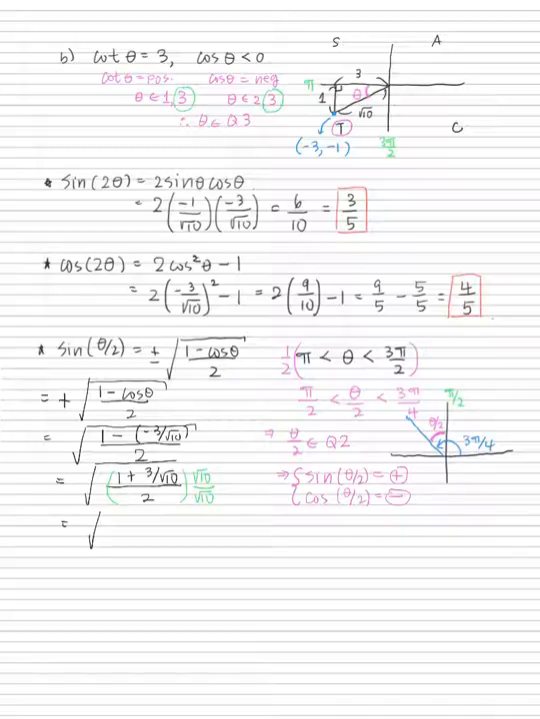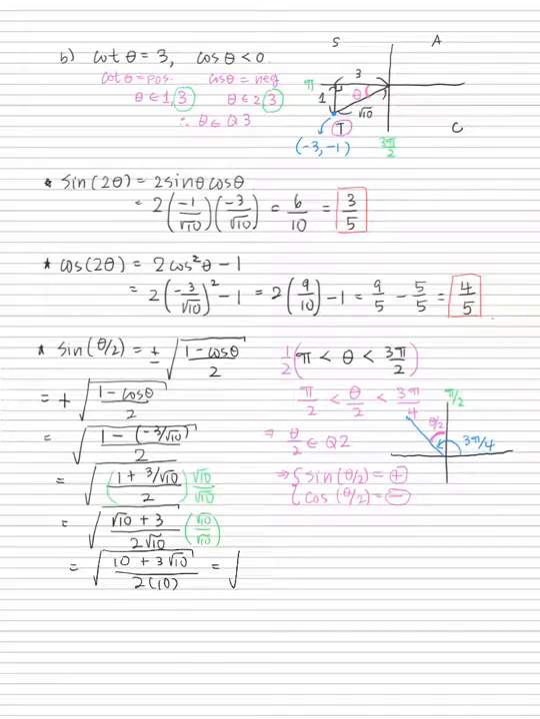So then what do we get? We're going to have square root of 10 plus 3, whole thing over 2 square root of 10. We still have square root of 10 on the bottom, so we need to rationalize. I'm going to multiply here by root 10 over root 10 again. So this is going to be square root of 10 plus 3 root 10, whole thing over 2 times 10. Alright, so this is the same thing as square root of 10 plus 3 root 10 all over 20.